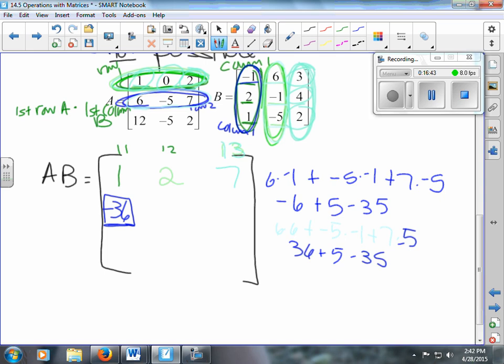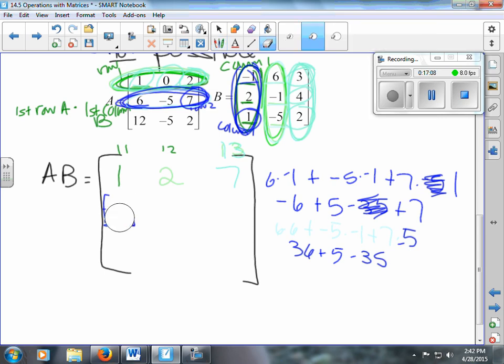Is that what I did last time? Hold on. Darn it. I made a mistake. Okay, when I did row 2, column 1, I should have done 7 times 1. I was looking at the wrong spot. So that's plus 7. So negative 6 plus 5 plus 7 is 6. So this should be a 6. Okay. I thought 2 negative 35s was odd.